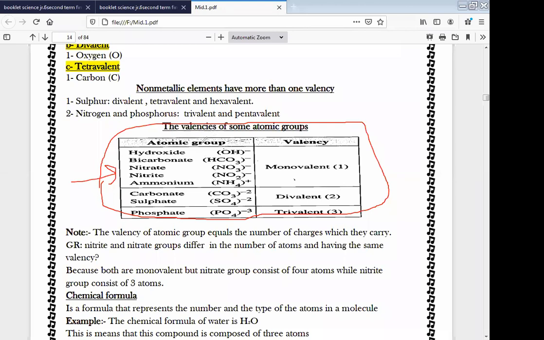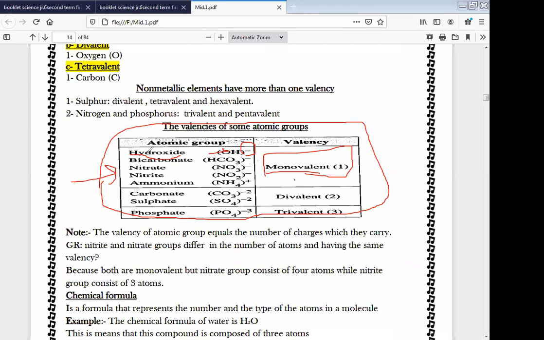The first atomic group, hydroxide, OH negative. OH negative means the charge is negative one, so it's monovalent. We didn't write the one. So OH negative, monovalent, is called hydroxide. You should know the name of the atomic group, the symbol, and the valency. The first one, hydroxide, OH negative, monovalent.